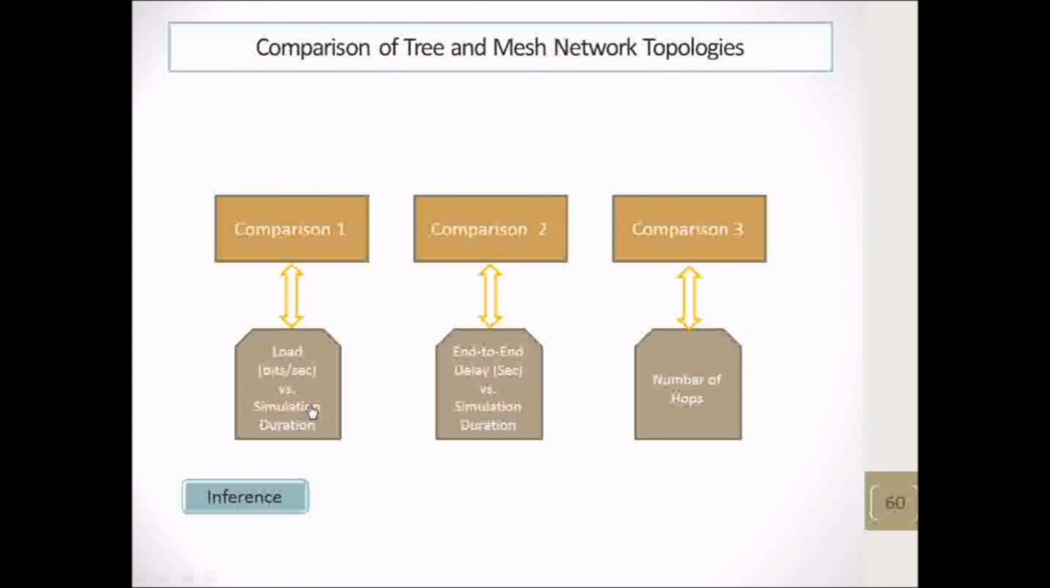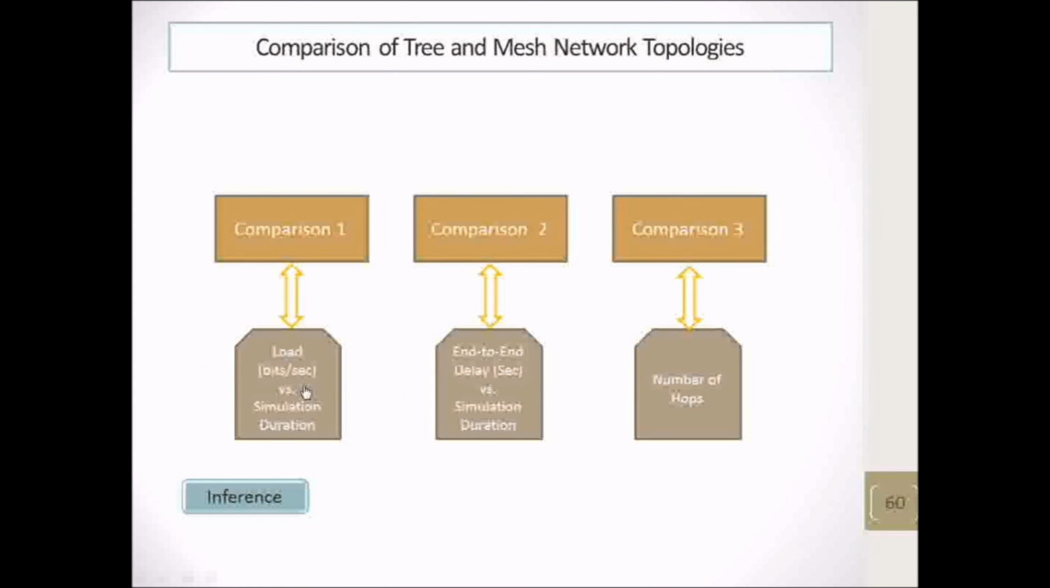First comparison between tree and mesh network topology with respect to load in bits per second versus simulation duration. Here the blue color line shows the mesh network topology output and the red line shows the tree network topology output. Now in this graph, mesh network topology has less load, which says that less congestion takes place.